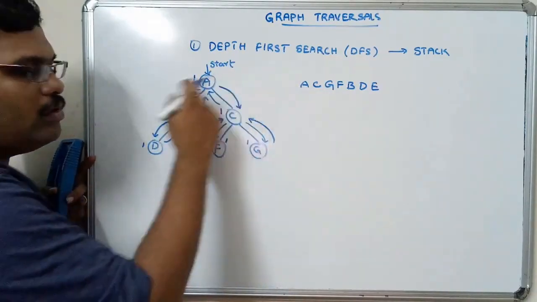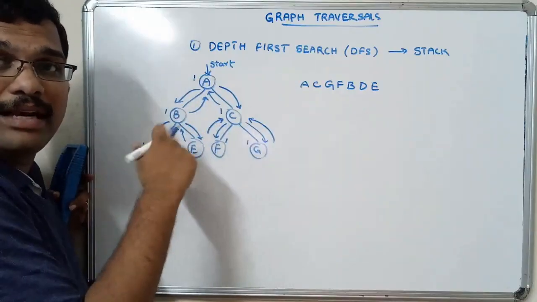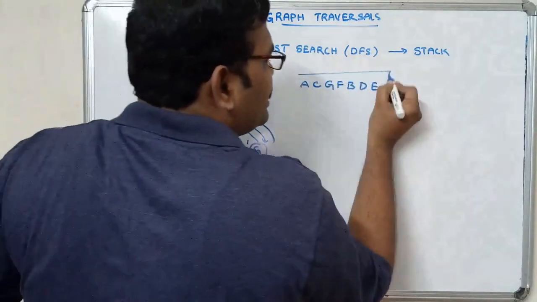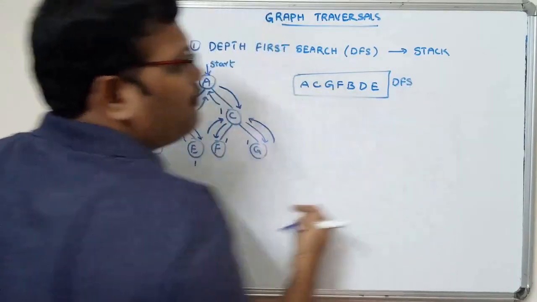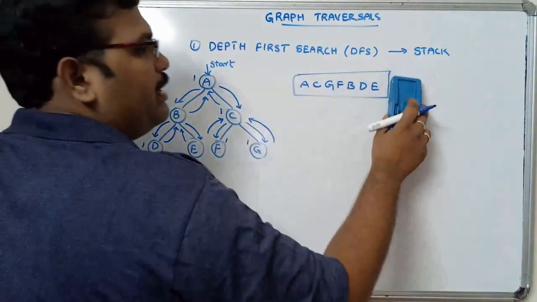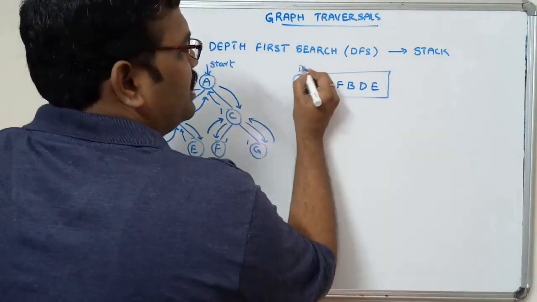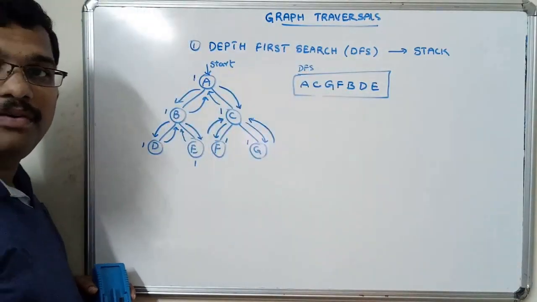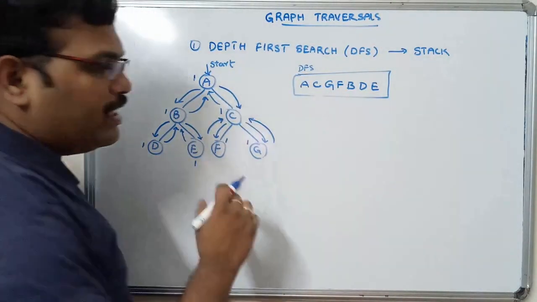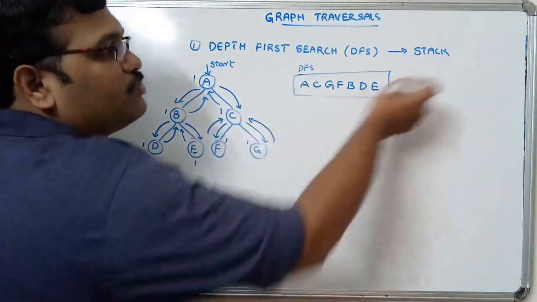There are no other adjacent nodes. So this is the DFS for the given graph. Now we'll go with the implementation part. For implementing this one, we will use the stack.